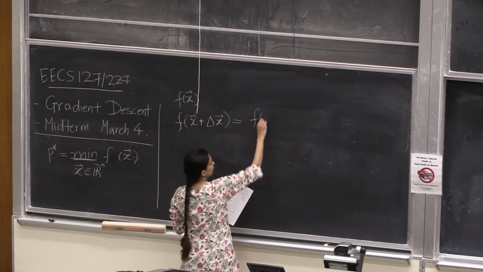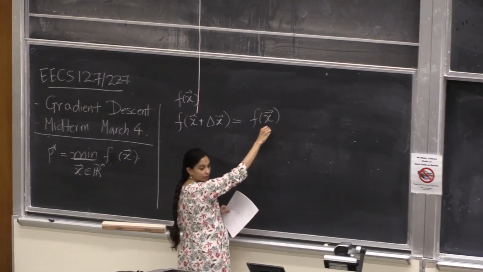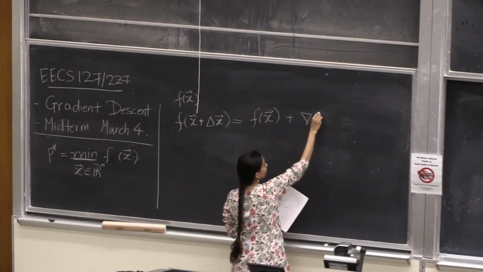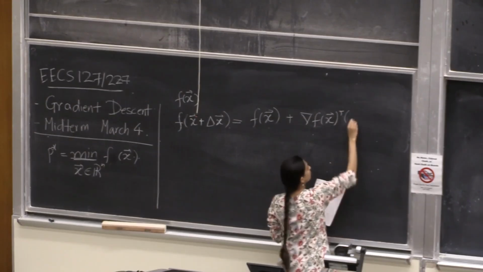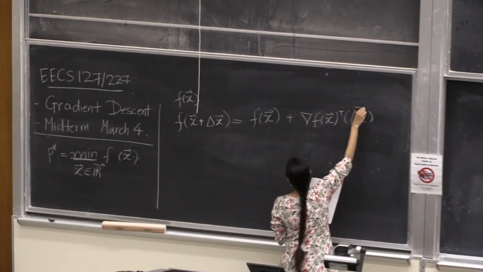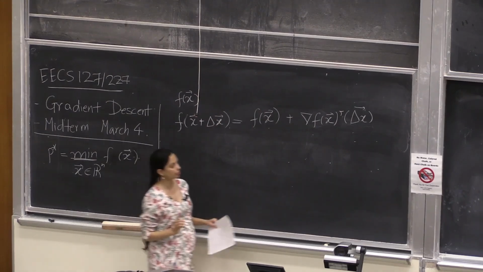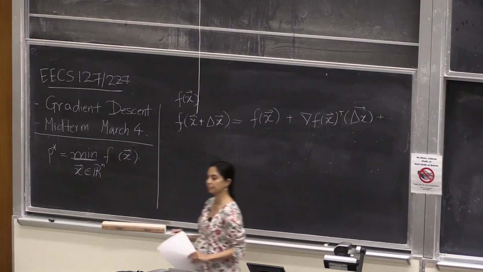I can write this as f of x, right? So I'm saying, how much different is this from f of x, right? Plus, I have my update, right? And then I have some other terms here. But let's just stick to these first few terms. OK?